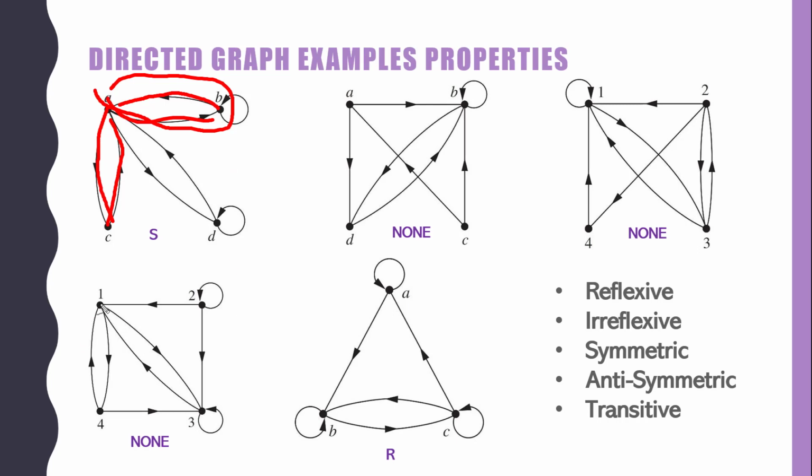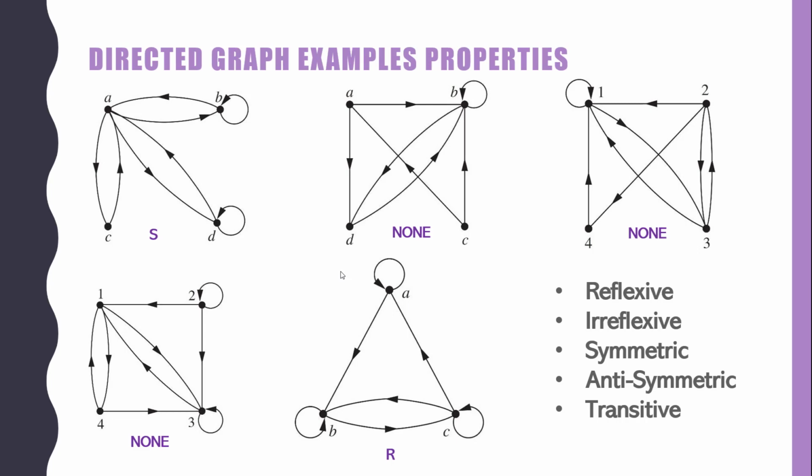So down here, we do have a 1 to 4 and then 4 to 1, and we also have a 1, 3 and a 3, 1. But the problem here is we have a 2, 1, but not a 1, 2. So that makes this one not symmetric. So the only one on this page that's symmetric is this top left one here. All of the rest of these are not symmetric.